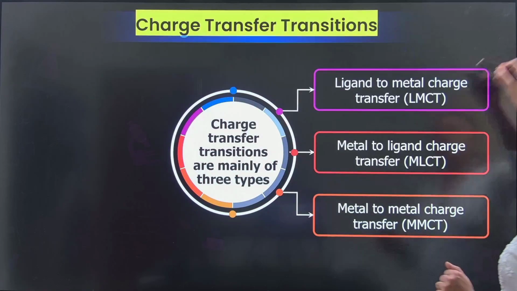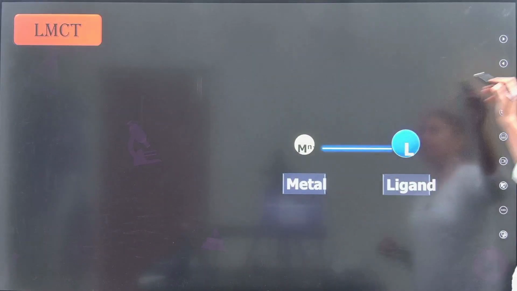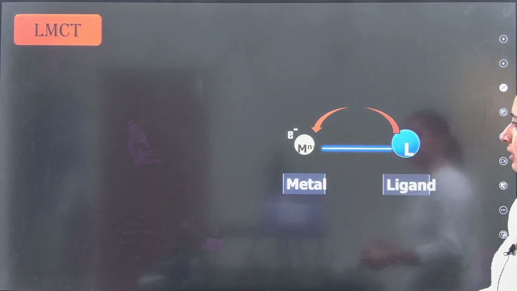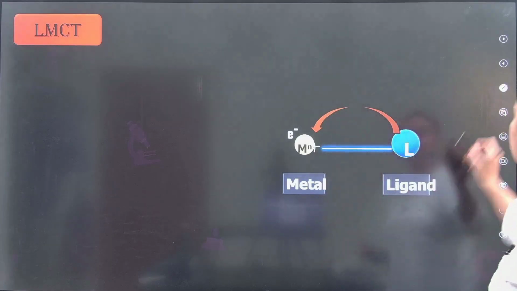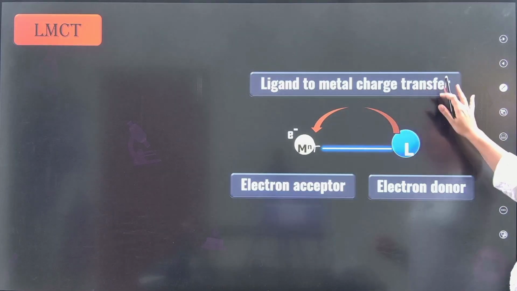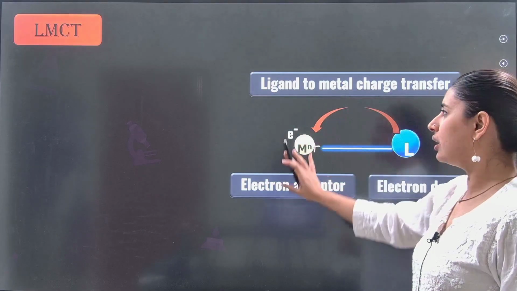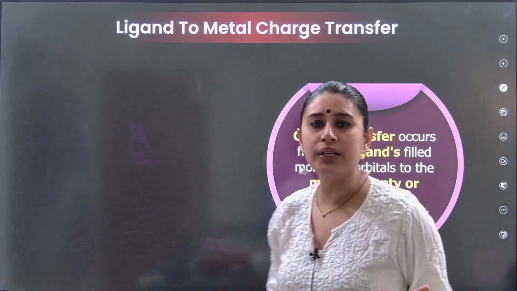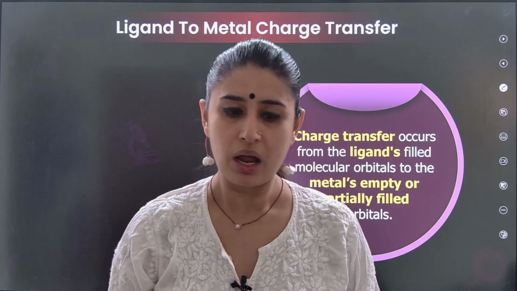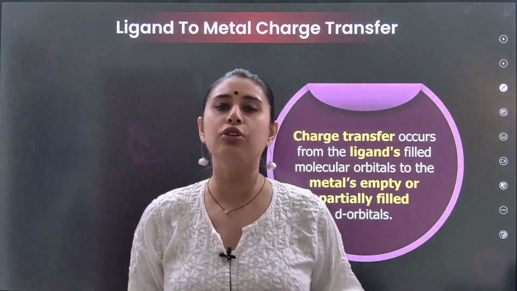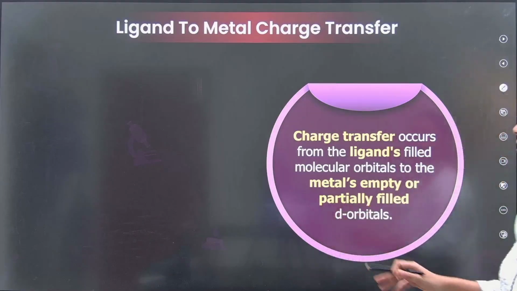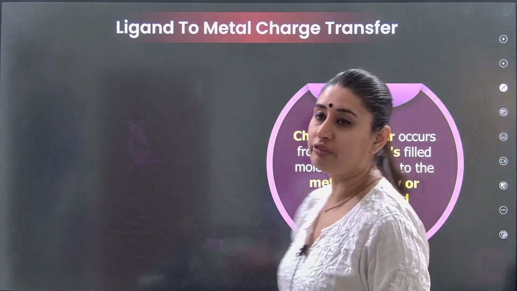Okay. Now, see the first one coming your way, ligand to metal. Now, what is going to be happening is, we are going to provide electron from the ligand to the metal. Metal is having a positive charge. So, if I talk about this ligand to metal charge transfer, the electron donor is the ligand and the acceptor is your metal. Now, how is it different from dd transition? Where do we know that this ligand to metal charge transfer is taking place? Charge transfer occurs from the ligand's filled molecular orbital to the metal's empty or partially filled d orbitals.